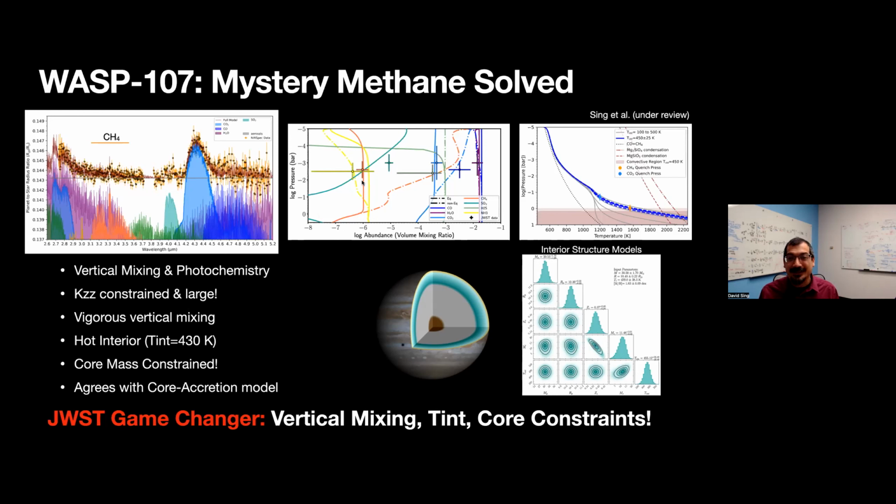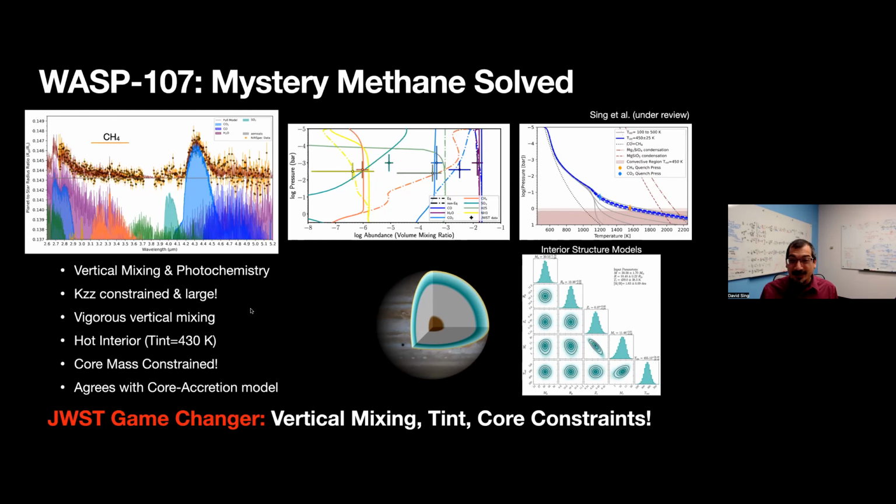Because we're modeling the photochemistry at the same time, here's the SO2. We can model the SO2 very well at the same time. And here's the methane getting depleted from photochemistry, but that doesn't really affect our spectra at all. So we really know that, one, the mechanism for this is the vertical mixing and not the photochemistry. And we have a hot interior.